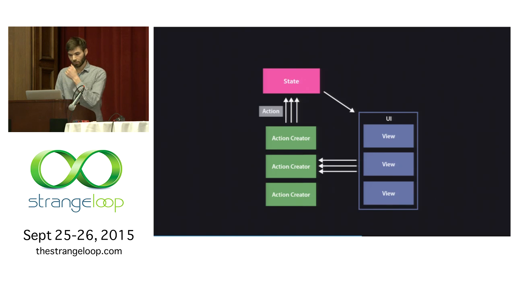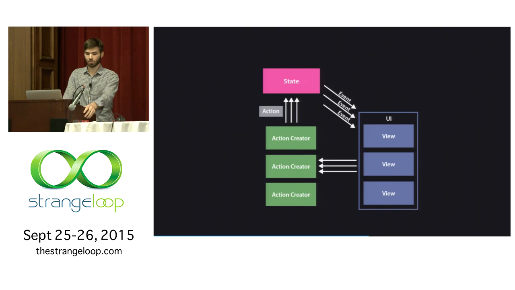We have this single atom app state. We have a UI with these views that can fire actions through action creators. But as we saw, our UI is still our old UI system. So this is a mutation-based UI system, so we actually have to fire events. And this is just a temporary measure.